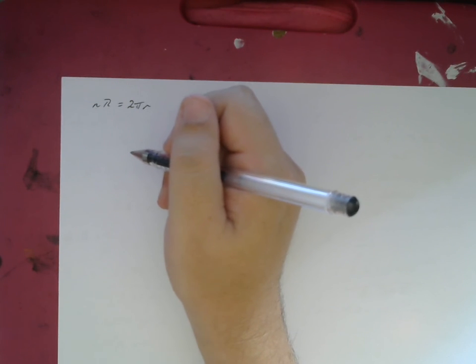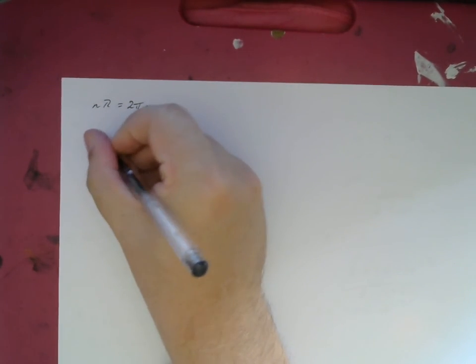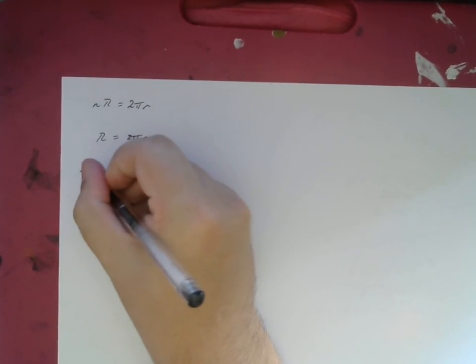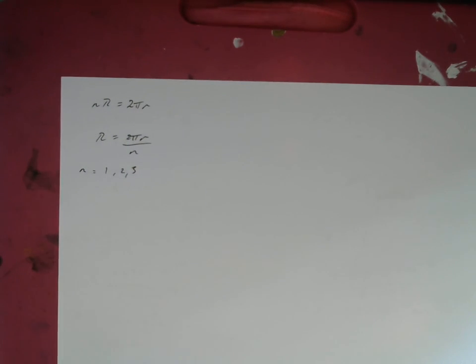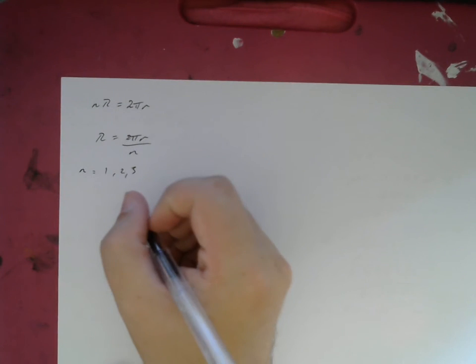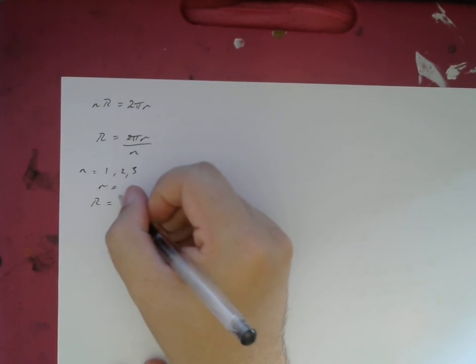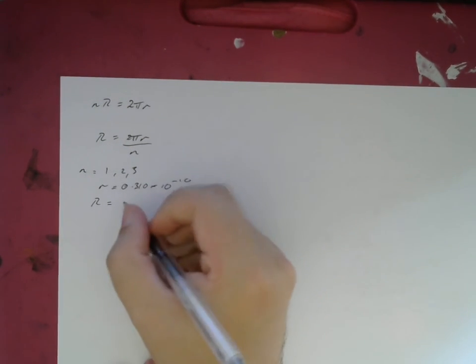Let's rearrange this because we want wavelengths: 2 pi r over n, and we're going to use n equals 1, 2, and 3 because the question asks for the three longest wavelengths. If we divide by 1, that would be the longest number, divide by 2, that would be the next biggest, divide by 3, that would be the next biggest. We're told the radius equals 0.310 times 10 to the negative 10, and we'll just substitute those in.